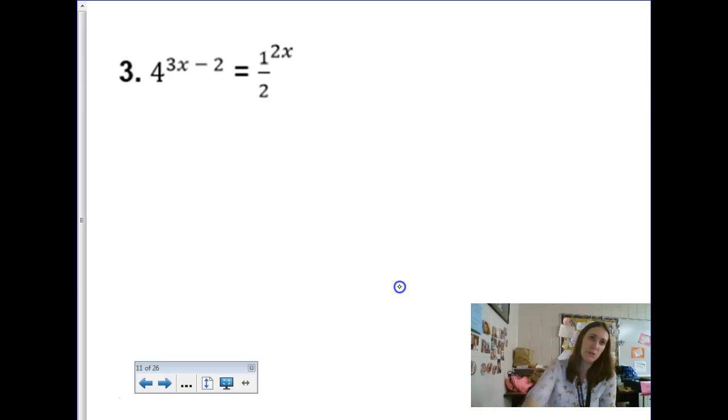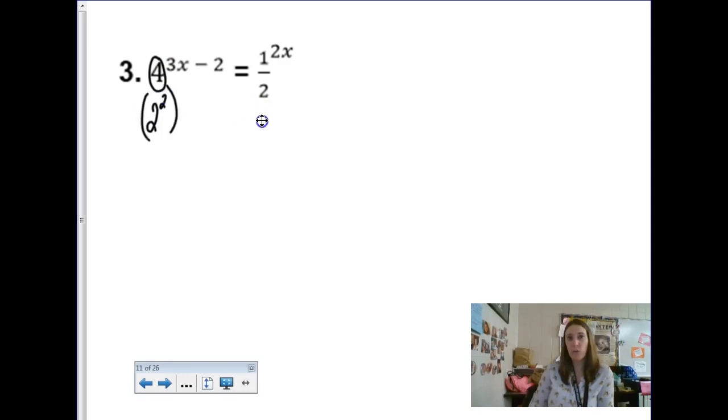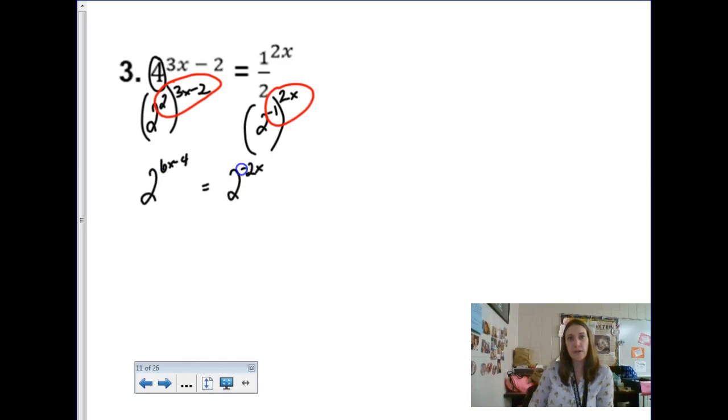So it is a little tricky to see who the common base is. Sometimes it's not as simple as just, oh, obviously. So this next one does also have a common base. If you think about it, I could rewrite a couple of different ways. I'm going to rewrite them both as 2's. So 4 is going to become 2 squared, and then 1/2 is going to become 2 to the negative 1st power. But remember, there's existing exponents already. So when you multiply the existing exponents together, and you multiply them over here as well, you end up with 2 to the 6x minus 4 power equals 2 to the negative 2x power, and then we can go ahead and set those exponents equal to each other.